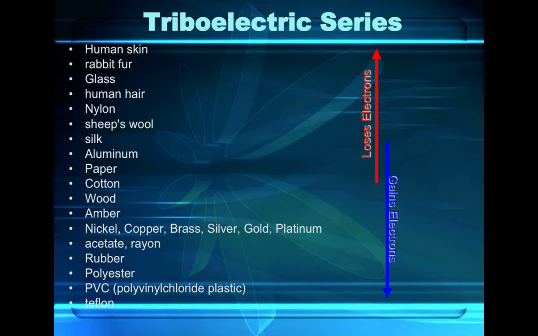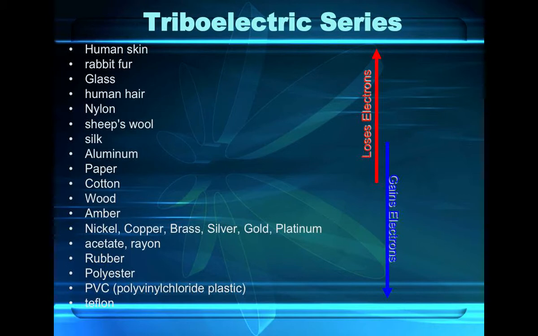And there's really no rhyme or reason here. The only thing I've noticed is the ones in the upper tend to be more organics. You'll see human skin, rabbit fur, glass. Glass is not organic, but whatever. And then at the bottom, I see more synthetic stuff. I don't know if that's a broad rule, but that's just what I've noticed. Okay.